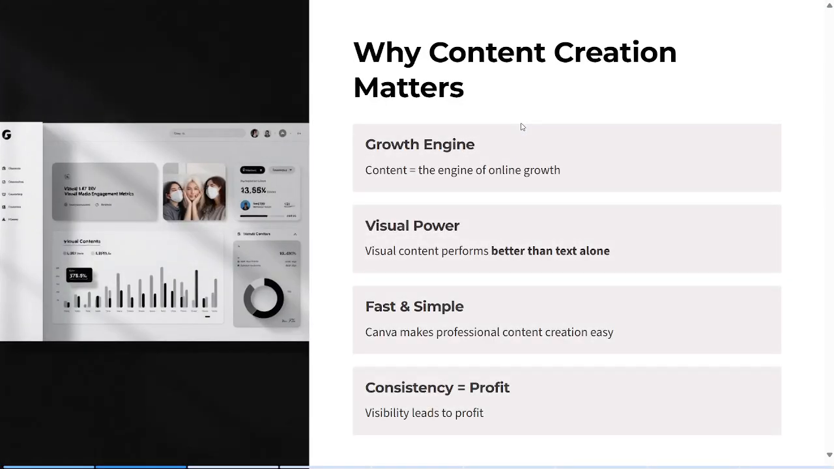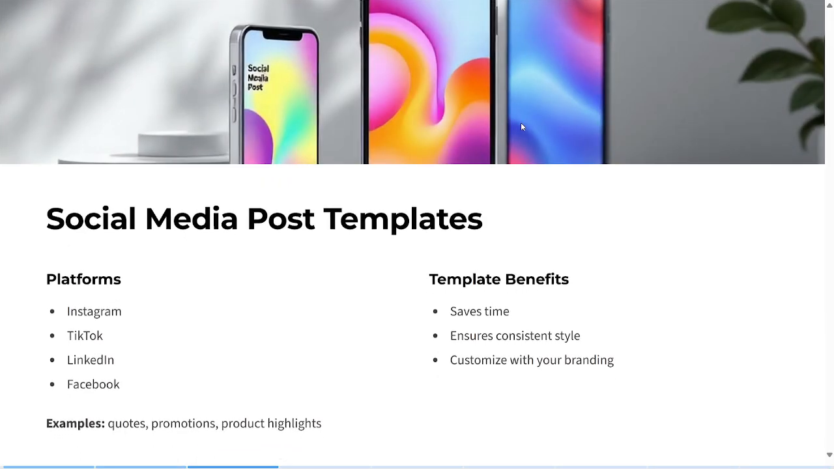Why content creation matters. Number one, it's a growth engine. Content is the engine of online growth. Powerful visuals perform better than text alone. Fast and simple, Canva makes professional content creation easy, and consistency equals profit. Visibility leads to profit. Social media post templates.